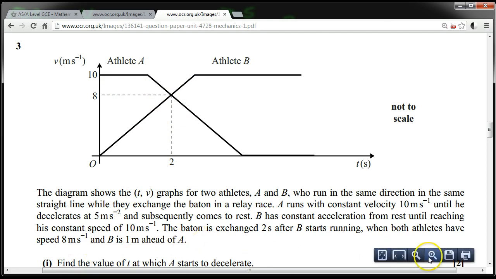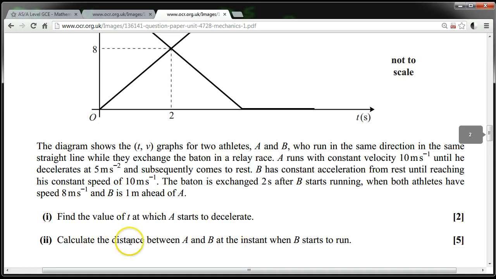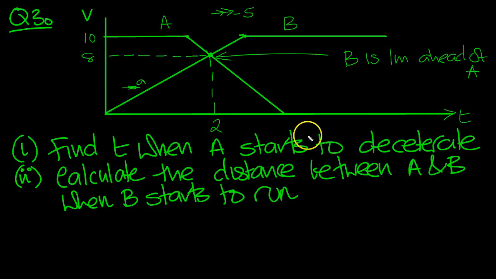Find the value of t for which A starts to decelerate. Calculate the distance between A and B at the instant when B starts to run. Okay, I think I've got everything here in the question. The first thing is this is time 2 seconds. The first part is find t when A starts to decelerate.